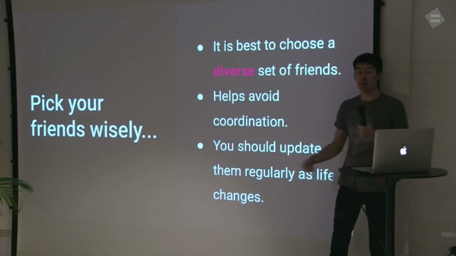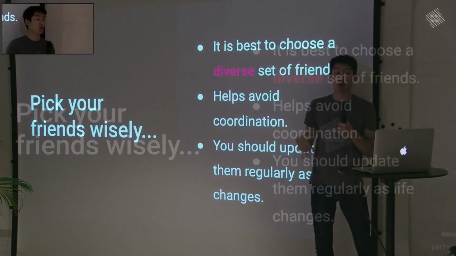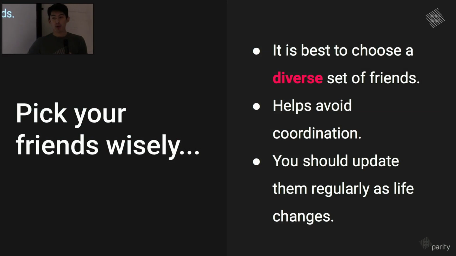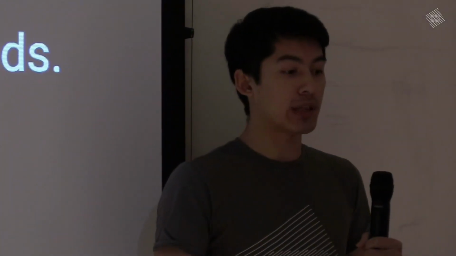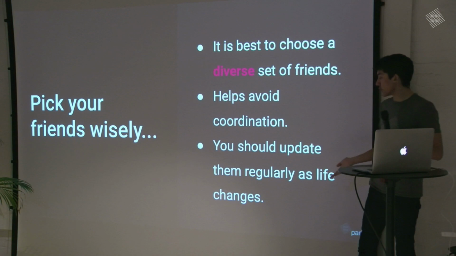So it's important to pick from a diverse set of friends. You don't want to pick everyone I know at Parity because they're more likely to be able to coordinate with one another. I want to pick people who I know from the US, people who I know from college, people I know from here that I keep in touch with, and keep them kind of separate from each other so that they don't have any easy way to necessarily coordinate and attack my account. And then in general, you should update them regularly. Like, life changes.